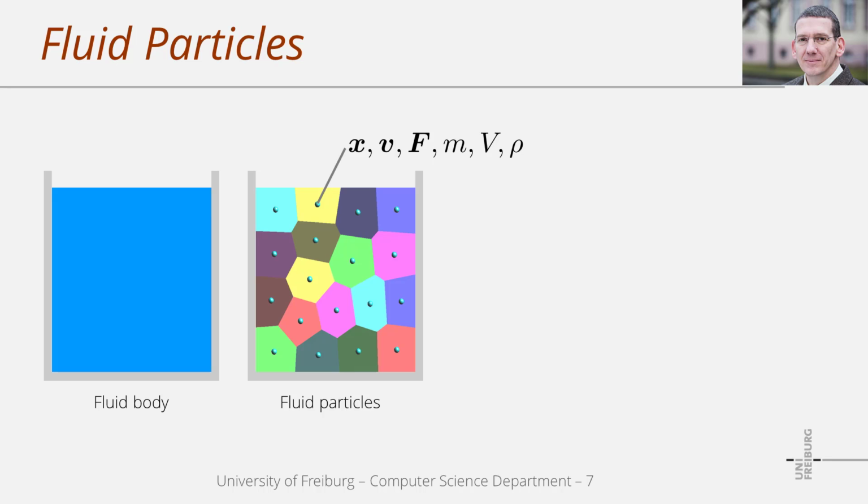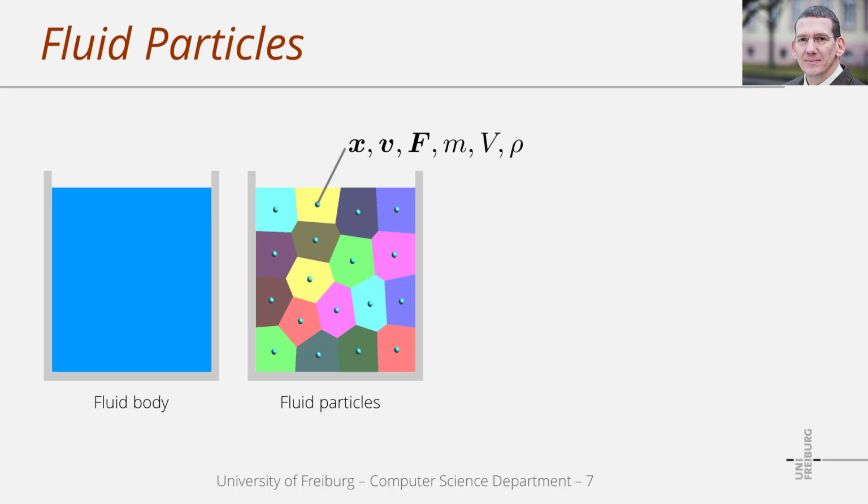We would compute fluid forces F, and each particle has some mass, volume, and density. The density rho is just the density of the fluid that we would like to represent. The volume V is given by dividing the overall volume of the entire fluid body by the number of particles, and the mass m can be computed from the volume and the density.